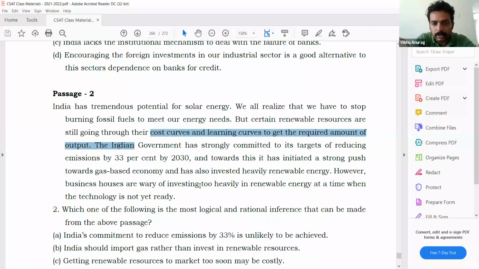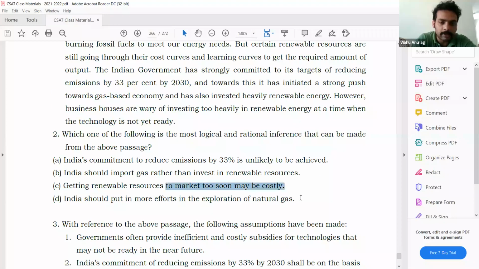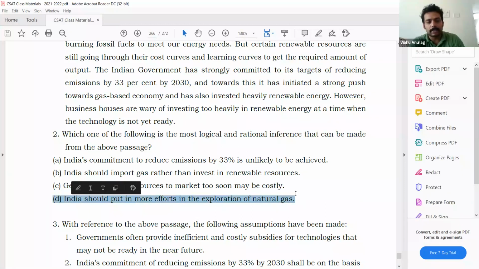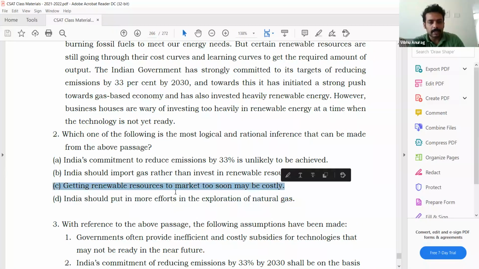So the cost is still reducing. And D, India should put in more efforts in the exploration of natural gas. There is no mention of this, that they're not putting in the required effort. Or he doesn't even talk about exploration of gas. So the correct answer is C. Okay, correct answer is C.